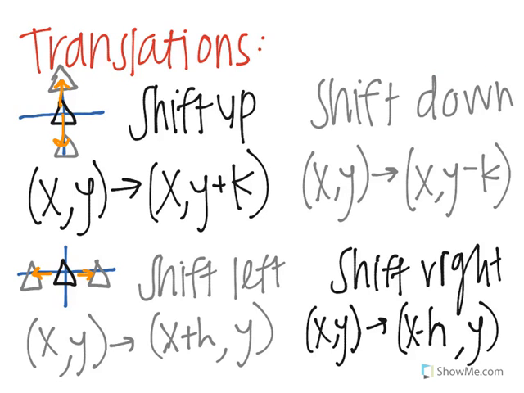So the first type of transformation is a translation. So you shift up, you go from (x, y) to (x, y + k). And if you want to shift it down, you do (x, y) to (x, y − k). If you want to shift left, you do (x, y) to (x + h, y). And if you want to shift right, do (x, y) to (x − h, y).